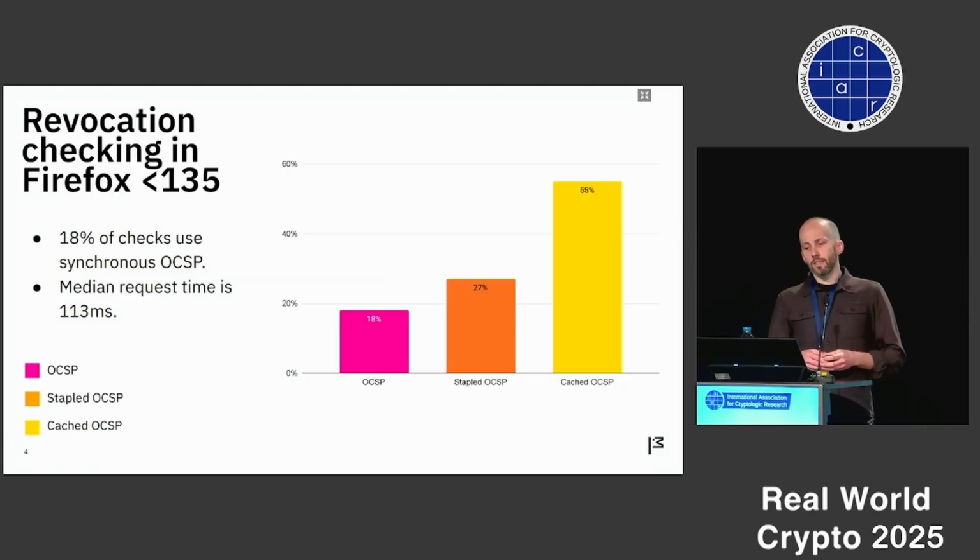For Firefox, the fact that OCSP is going away is a bit of a problem because we use it right now. 18% of revocation checks are performed using synchronous OCSP. We also get some OCSP responses from TLS servers that staple OCSP, at 27%. And then we cache both of these types of responses and we're able to use our cache 55% of the time. But that 18% is the real problem for us from a performance perspective, at least. The median request time is 113 milliseconds.